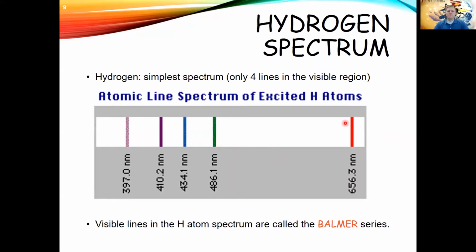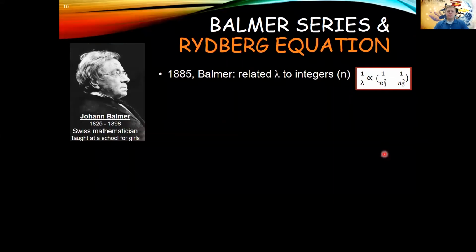And these 4 visible lines are what are known as the Balmer series. They're known as the Balmer series because Johann Balmer was the first one to really make a breakthrough with these wavelengths. What he discovered was that they were related somewhat to integers or differences in integers. So in his equation here, we have 1 over lambda being proportional to 1 over 1 integer squared minus 1 over a second integer squared, right? So integers would be 1, 2, 3, 4. And that's actually as far as he got.